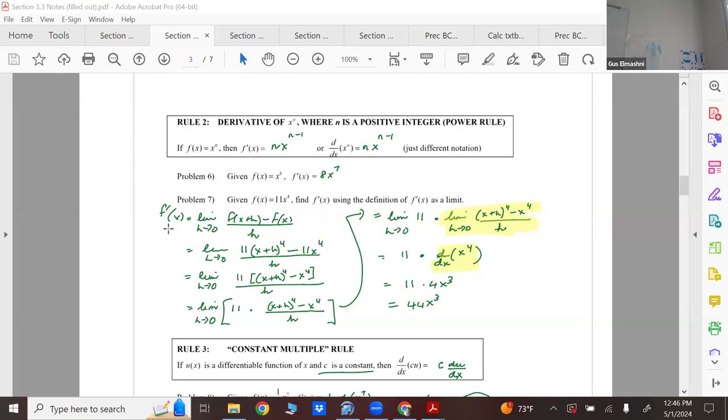And for limits, remember the limit properties? Like, if we have two things being multiplied, you can do the limits separately and multiply the limits. That's one of the limit properties. That's what's happening here. We're splitting up the limit into two limits. The limit of 11 is 11, obviously. Who cares? That's a constant.